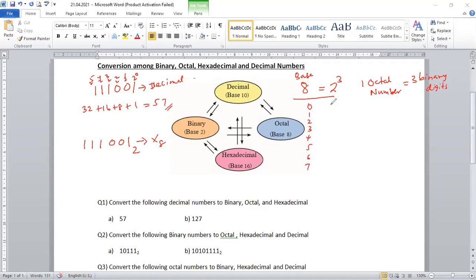So what you can do, this 0 you can represent as 0, 0, 0. 1 you can represent as 0, 0, 1. 2 you can represent as 0, 1, 0. 3 you can represent as 0, 1, 1. 4 you can represent as 1, 0, 0. 5 you can represent as 1, 0, 1. 6 you can represent as 1, 1, 0. 7 you can represent as 1, 1, 1.